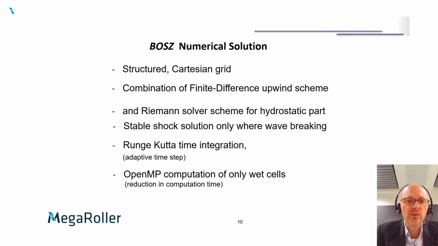Okay, so the BOSS model gives you a numerical solution. It's based on a structured Cartesian grid. It's a combination of a finite difference upwind scheme and a Riemann solver for the hydrostatic part, which is simply the hyperbolic part of the equation. You have a stable shock solution for wave breaking. Time integration is done with a Runge-Kutta scheme, and only wet cells are actually computed. You often have many dry cells because of run up and run down, but here we only compute the wet cells, not the dry cells. And that leads to a reduction in computation time.